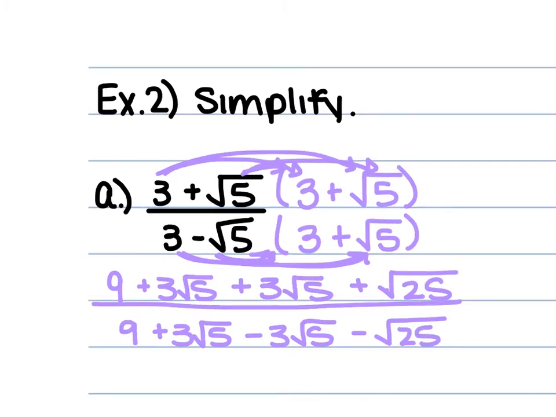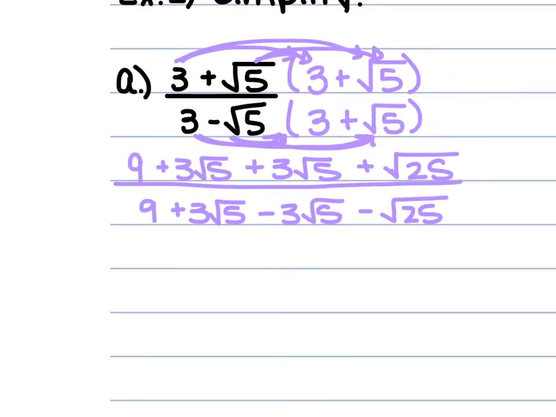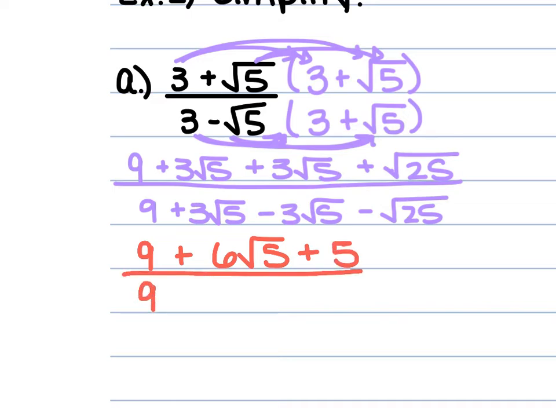So from here, simplify. Looking at our top, the 3 square root of 5 plus 3 square root of 5 is going to be 6 square root of 5. And then that square root of 25 is 5. Looking at the bottom, the 9 is going to stay. The 3 square root of 5 minus 3 square root of 5 cancels out. And then that negative square root of 25 is negative 5.